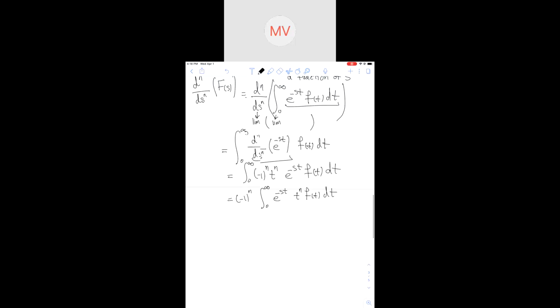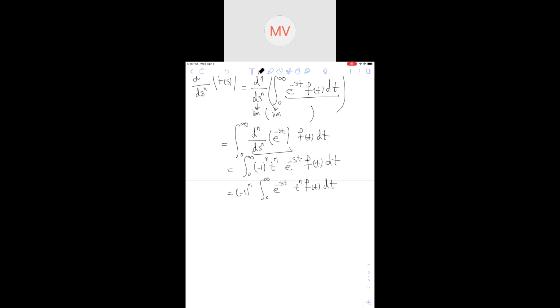So remember, what did we start with? We started with the nth derivative of F of s. And we ended up with this. Now, by the definition of Laplace, this piece is nothing but the Laplace of this chunk. So it's the Laplace of t to the n f of t. Okay? The rest is the same.